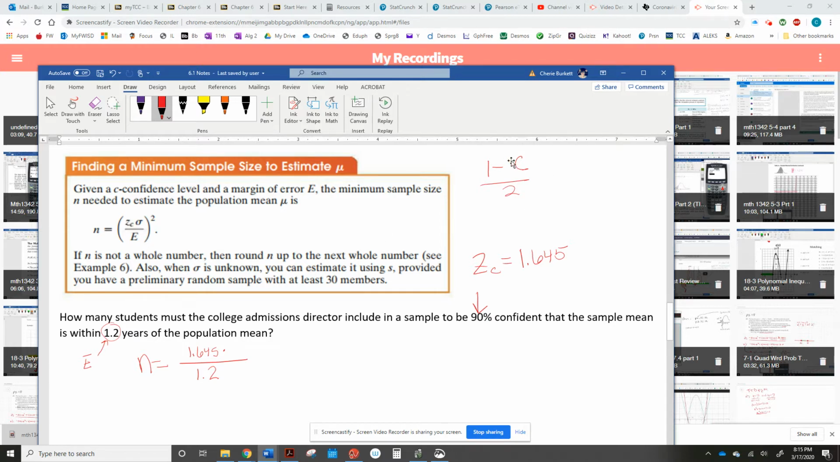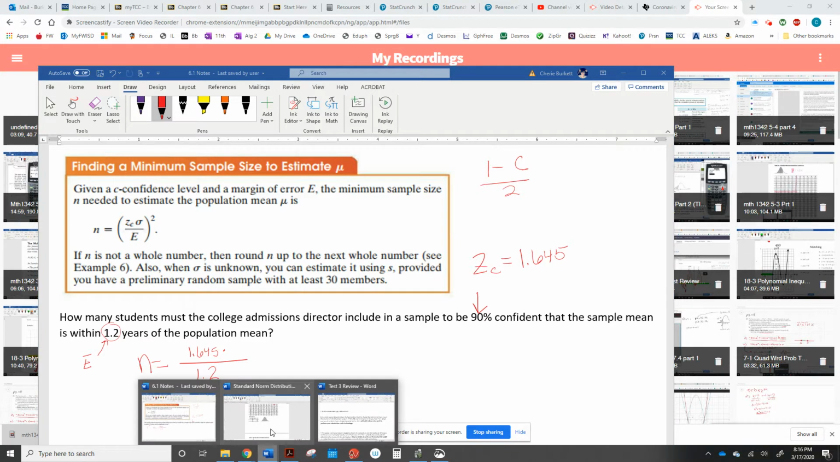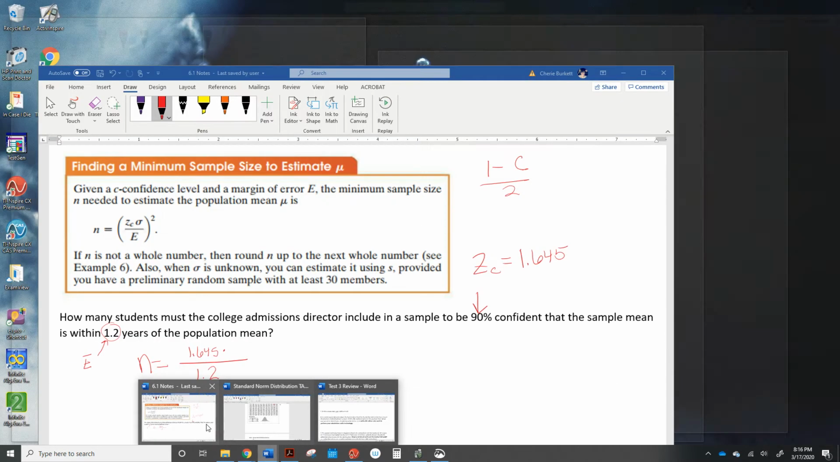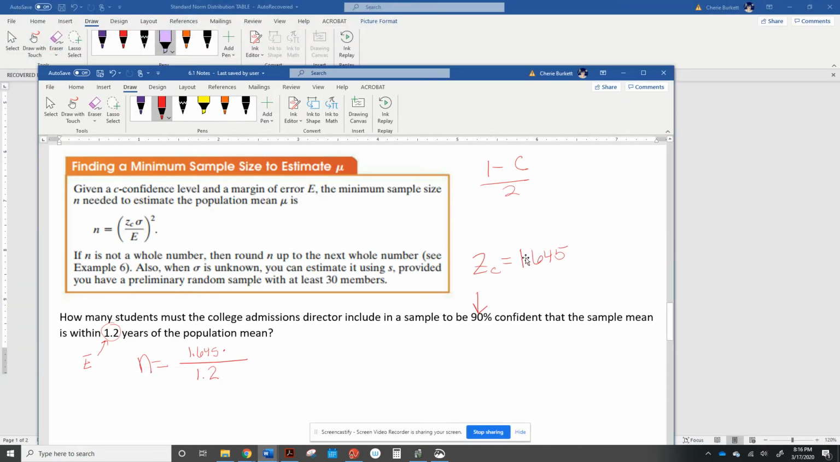Your critical value. If it's a number that you can get off of this table, then you just go over here and get this critical value off the table, 1.645. So we got it off the table. If you don't have it on the table for a 90% confidence interval, then you just do 1 minus C, 1 minus 90 divided by 2, and then you look that area up to get this critical value.